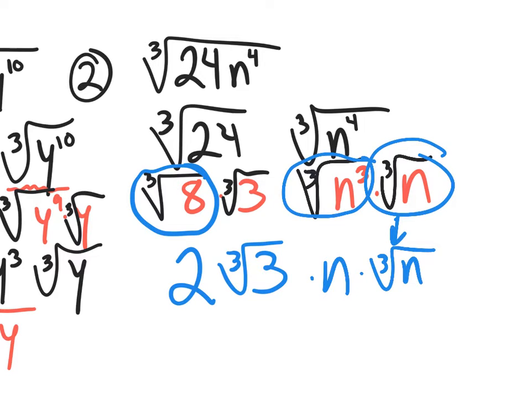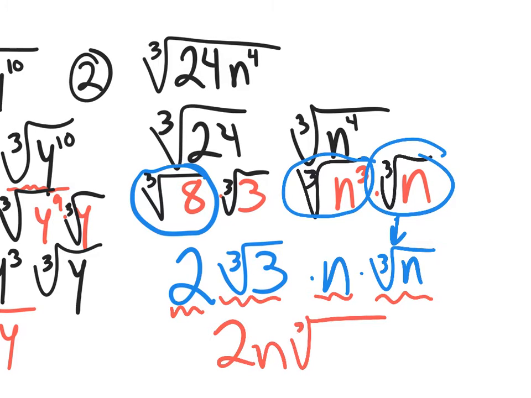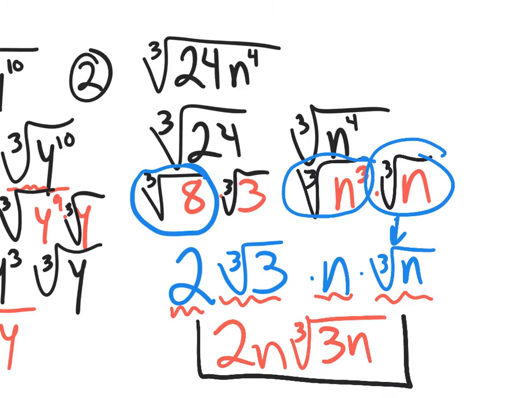So here's your answer in blue. All you have to do is rearrange it. I'm going to put the 2 and the n together, 2n, and then I'm going to put the cube root of 3 and the cube root of n together underneath one cube root, 3n. And that is your final answer.